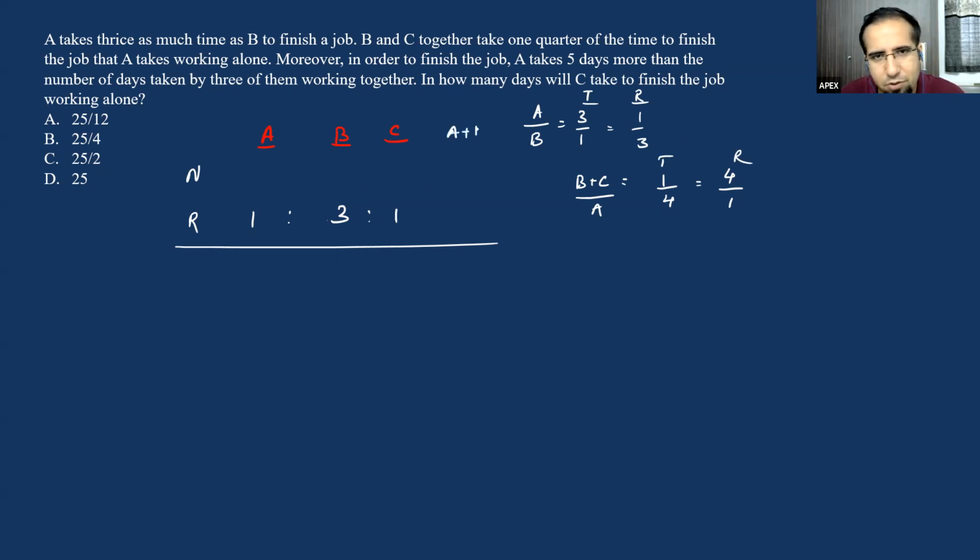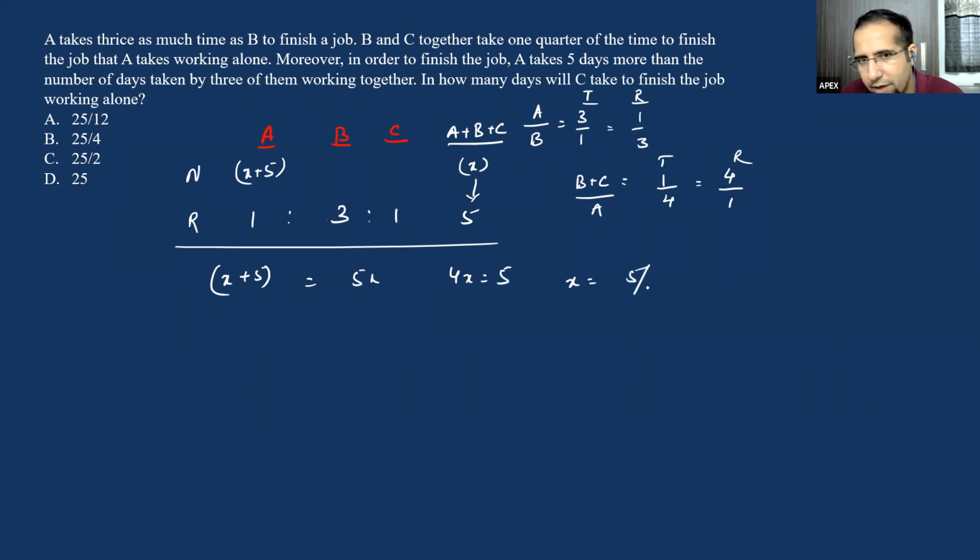Now, this becomes a pretty easy job from here. A plus B plus C. Let's say this is 5 and this is X. So A takes 5 days more than this. So my total work from A's point of view is X plus 5. My total work from their point of view is 5x. If x plus 5 is equal to 5x, we have 4x is equal to 5, or we have x is equal to 5 by 4.